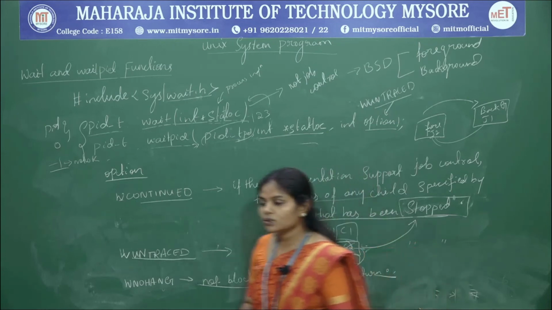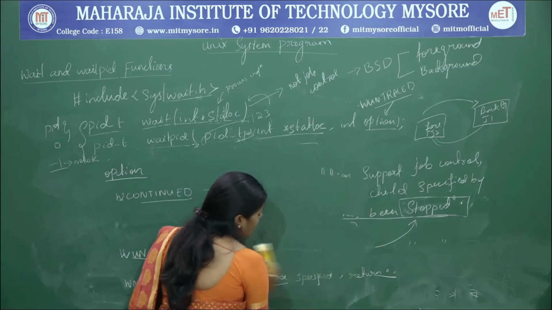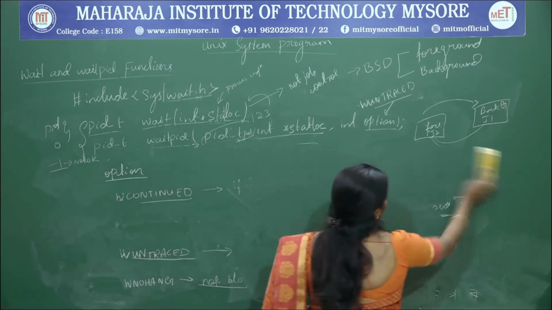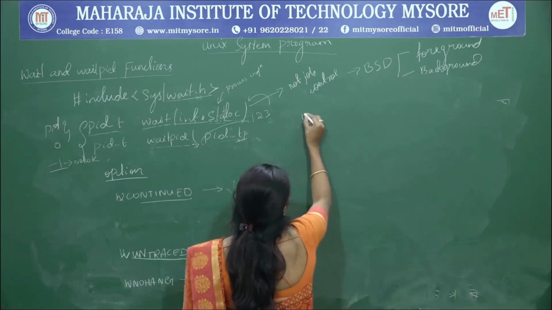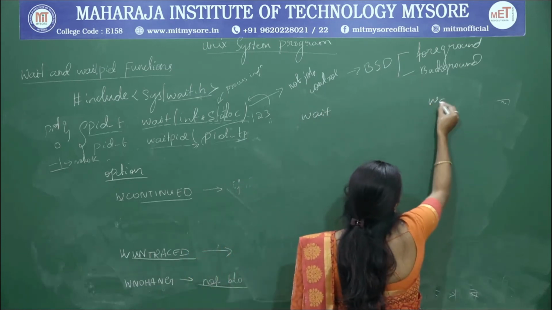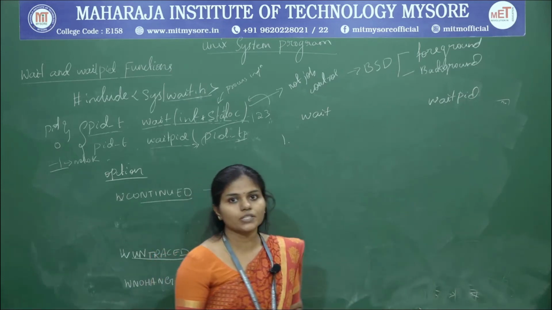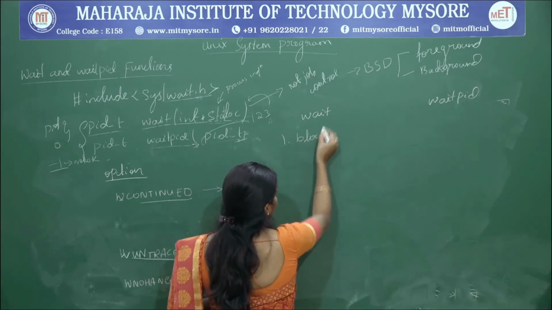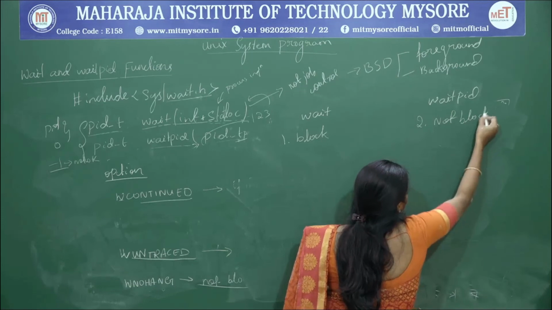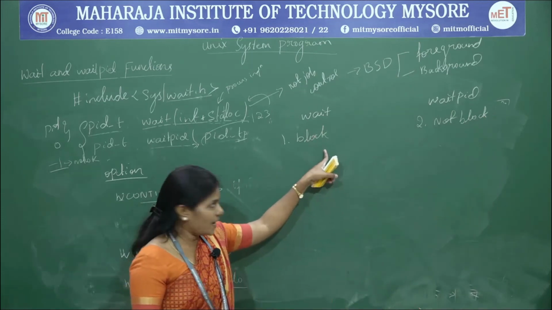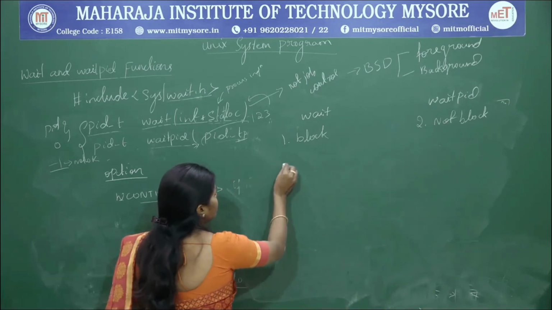Now we are seeing the three important differences between wait and waitpid. Let me write them one by one: wait and waitpid. What is the first one? The wait is going to block the parent, but the waitpid is not going to block the parent. What is the second difference?